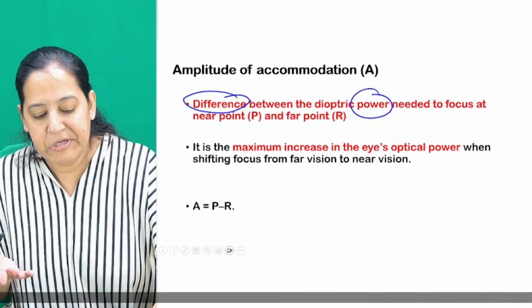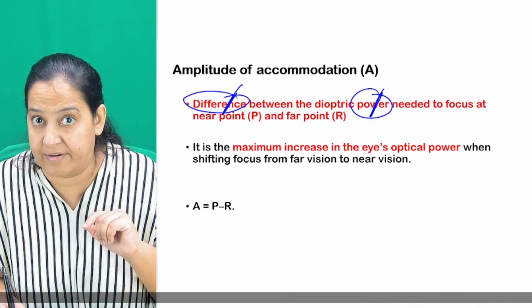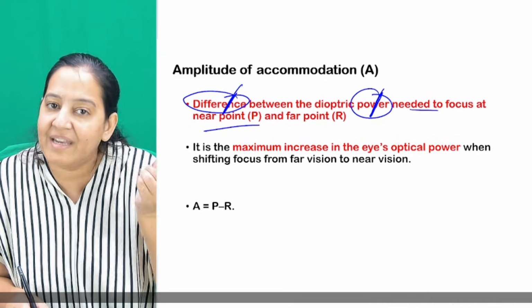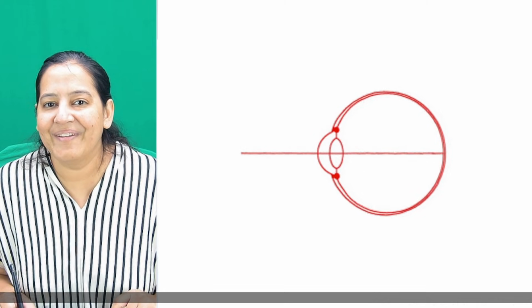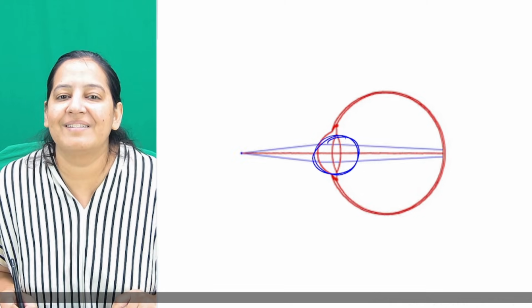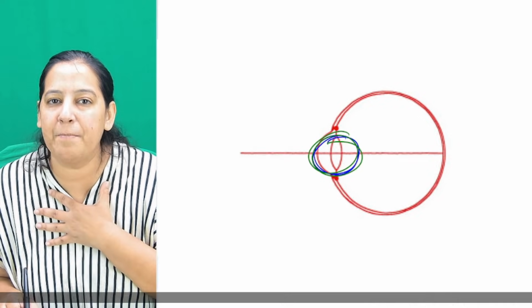I hope you got it. So this is amplitude of accommodation. It is again a difference, but the difference between the power needed to focus the near point and that needed to focus the far point. Got it? So you can see the power of the lens is changing now. The thickness of the lens is changing. I appreciate that, but thickness is more important than power.